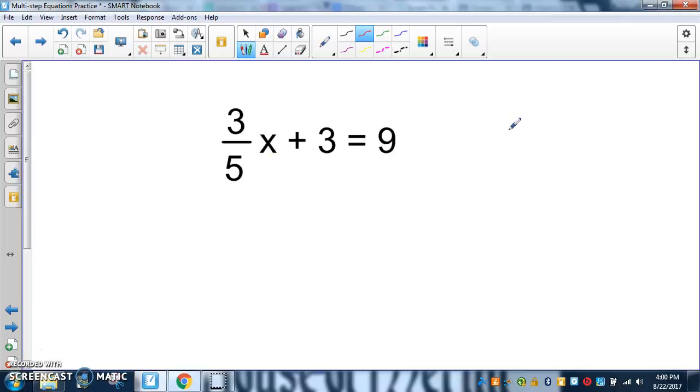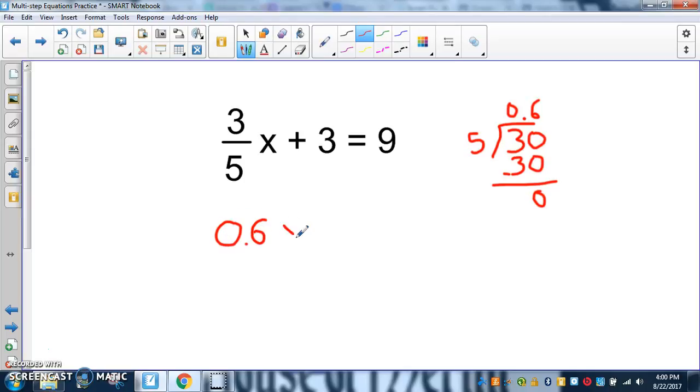Not sure how to do that? You can always divide the numerator 3 by the denominator 5. That might seem really hard, but 5 goes into 3 0 times. Add a 0, 5 goes into 30 6 times, with none left over. 0.6. 0.6 is the same thing as 3/5. You get the same thing if you type it in a calculator. 0.6x plus 3 equals 9 might be a little easier for you to solve than the other way around.